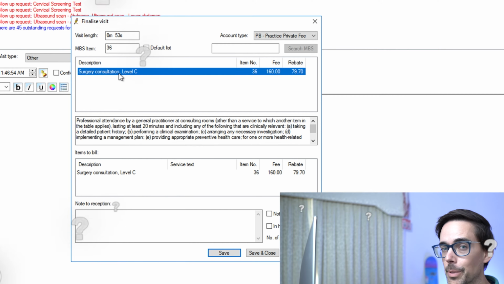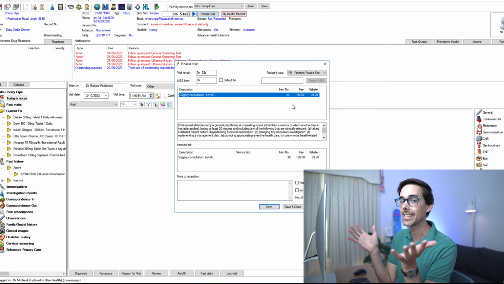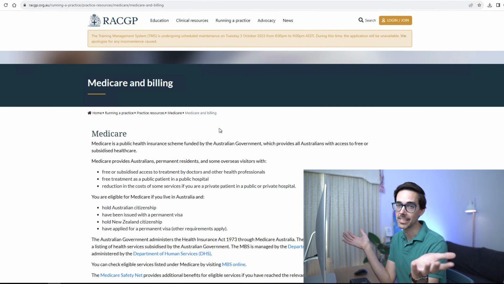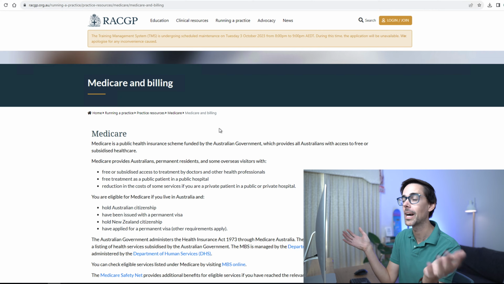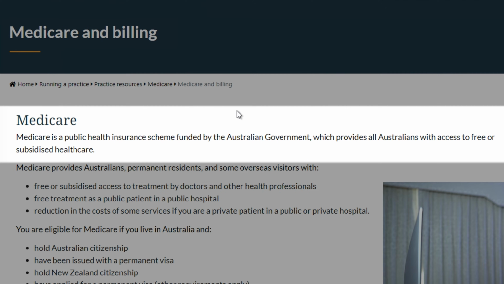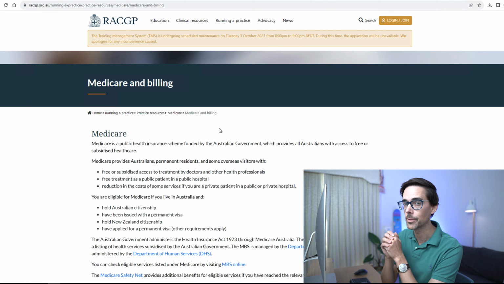Now, let me explain a little bit why you are seeing two numbers here, 160 and 7970. This basically all pertains to Medicare. There's a bit more information about Medicare on this RACGP website. If you want to read a little bit more, I will include the link in the description below. But Medicare effectively is a public health insurance scheme that is funded by the Australian government, which provides all Australians that are eligible, of course, and that pretty much means that you are a citizen or a permanent resident, or you're from a country that has a reciprocal agreement with Australia. Medicare provides those people with free or subsidized access to healthcare.